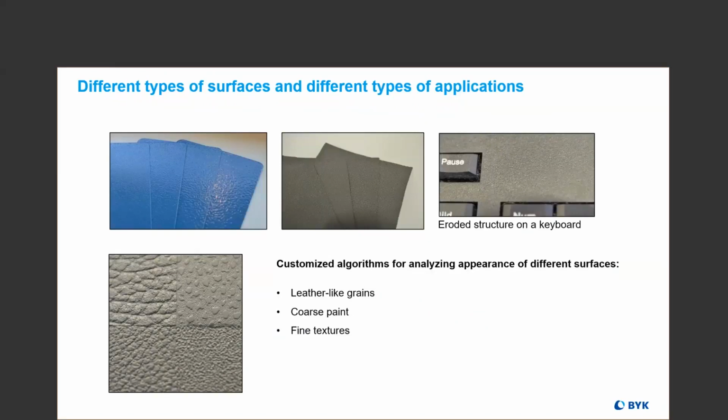So we have the Leatherlike algorithm for Leatherlike structures. We have the Coarse paint algorithm for high gloss textured paint. And we have the fine algorithm for fine textures like fine textured paints and plastics, as you can see here with this keyboard to the top right. And there are possibly more to come. We're always working on developing more.